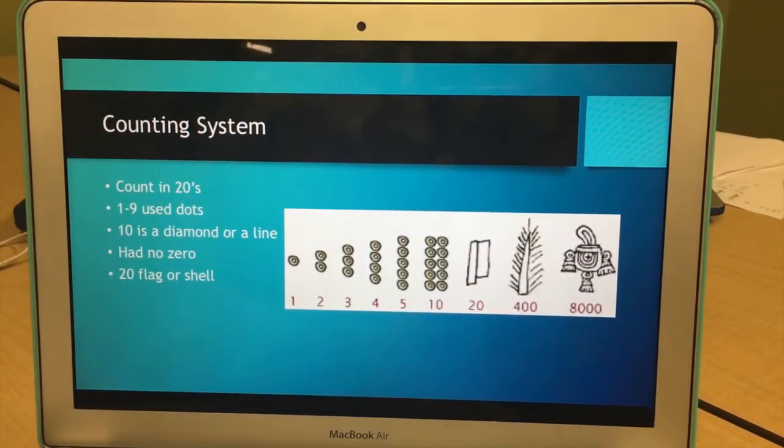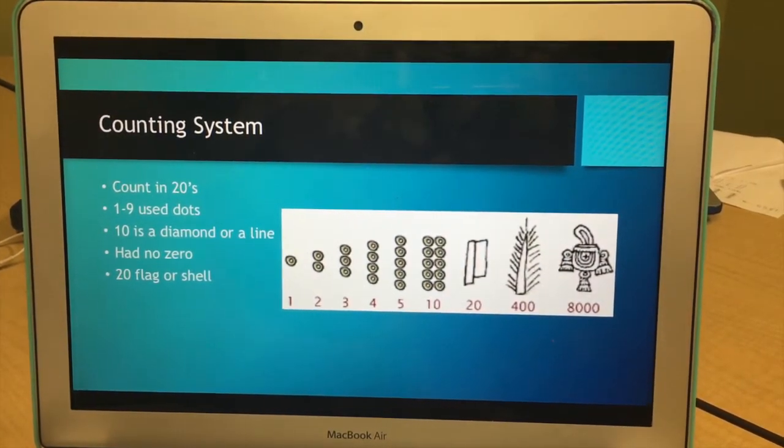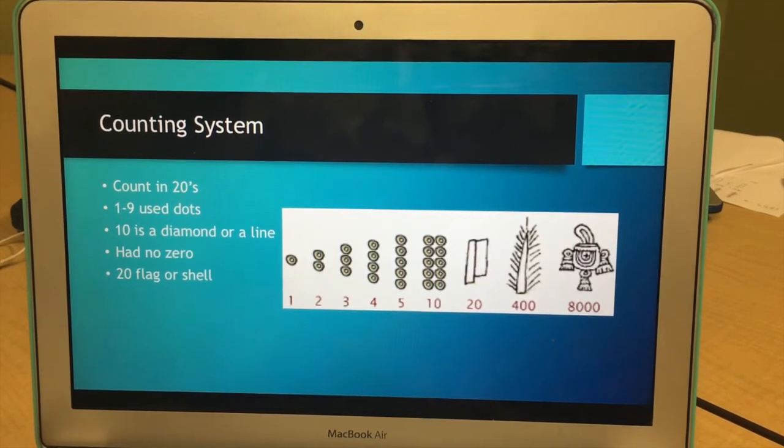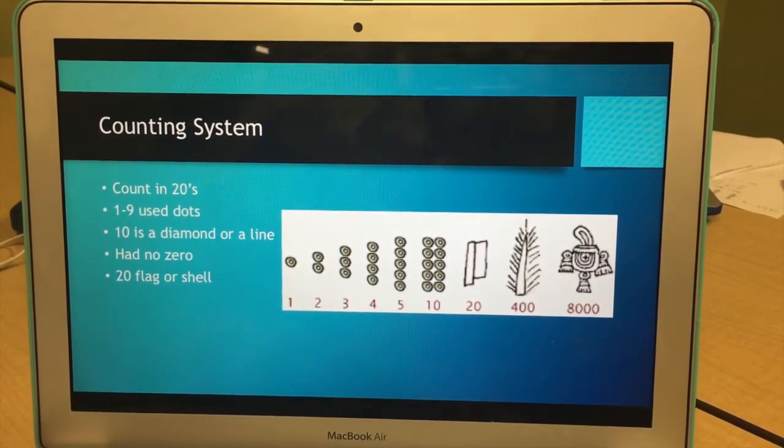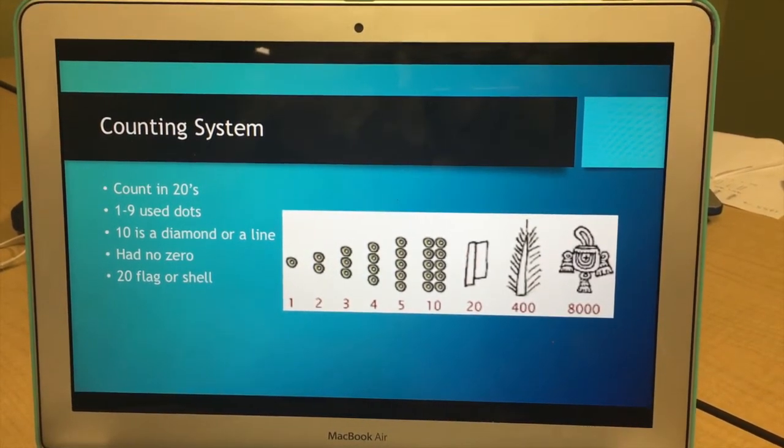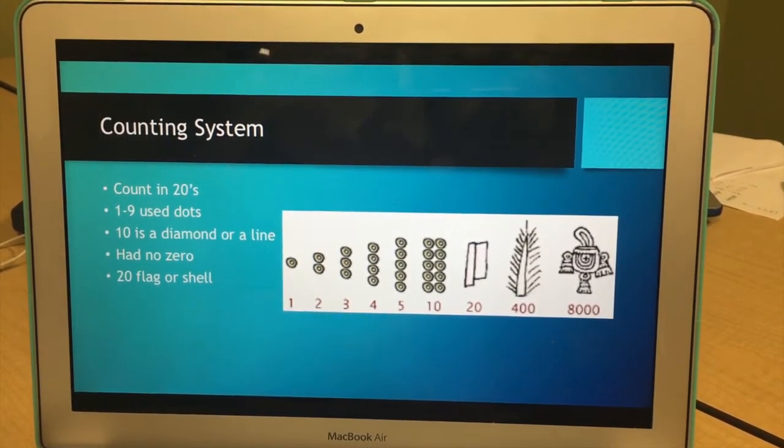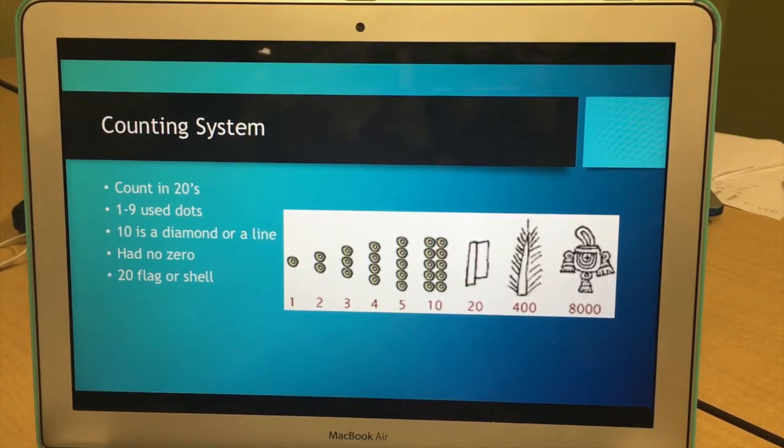Okay. So now a little about the counting system. As Jess will explain later on, they counted in 20s, not 10s. So it would go 20, 40, 60, not 10, 30, 40, or put a 20 in there somewhere as well.